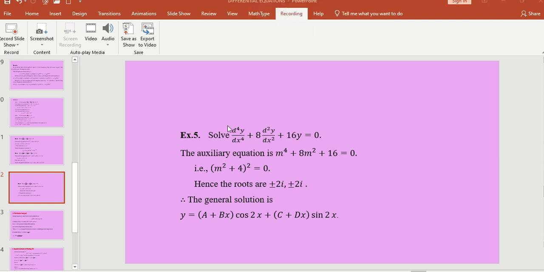Hence, in this video, we learned about linear differential equations with constant coefficients. That is, we have learnt about finding the solution of linear differential equations with constant coefficients.